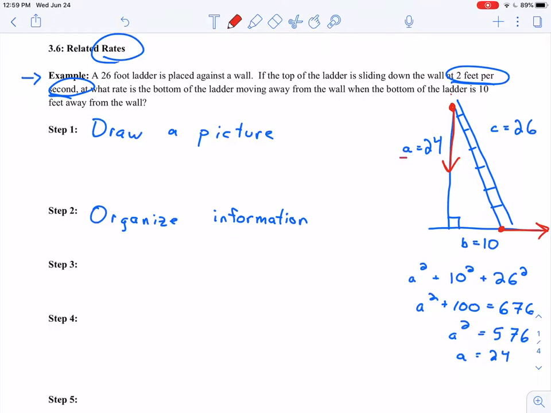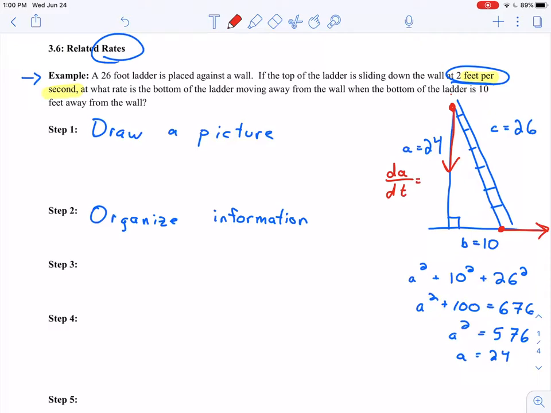Now, this is the rate of change of A, so I'm going to call this dA. So this is the rate of change of A with respect to time. And you might say, well, how do you know it's time? Well, look at your unit here. Feet per second is our unit. So that means that's dA over dt.